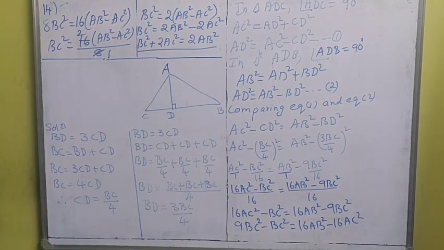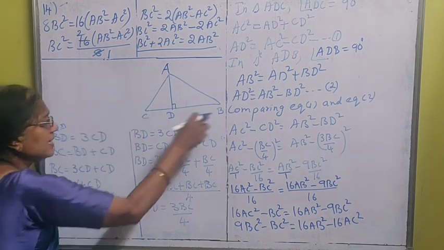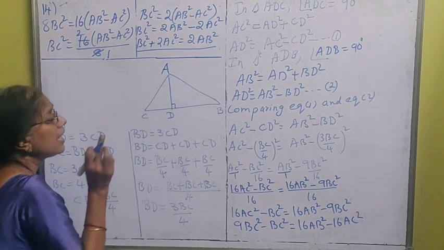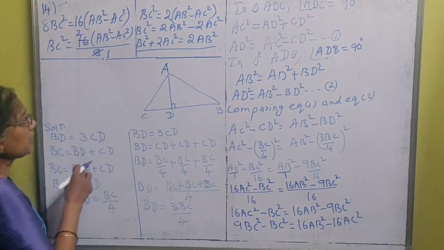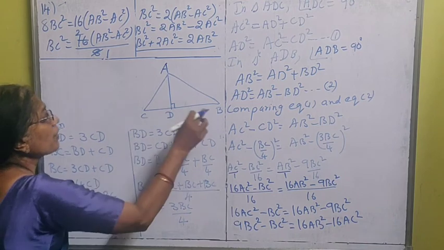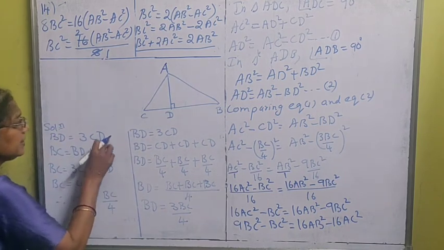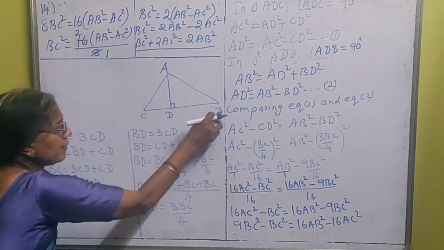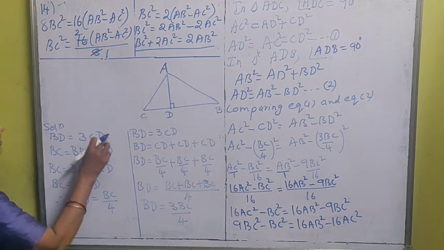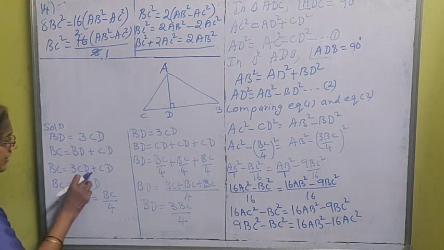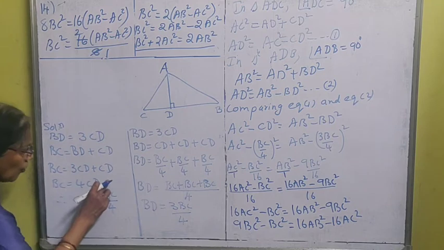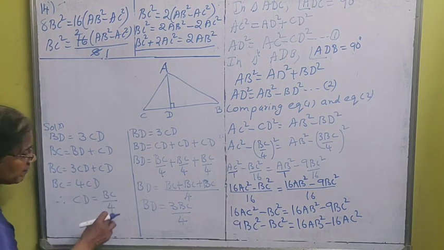So once again I will explain what this sum is. In this sum it is given that ABC is a triangle in which AD is the altitude, and it is also given that BD is equal to 3CD. So let us see what we can do. If BD is equal to 3CD, then you can see in the diagram BC is BD plus CD. BD value is 3CD, so instead of BD I have written 3CD. So BC is equal to 3CD plus CD, so BC is equal to 4CD. So CD will be equal to BC by 4.